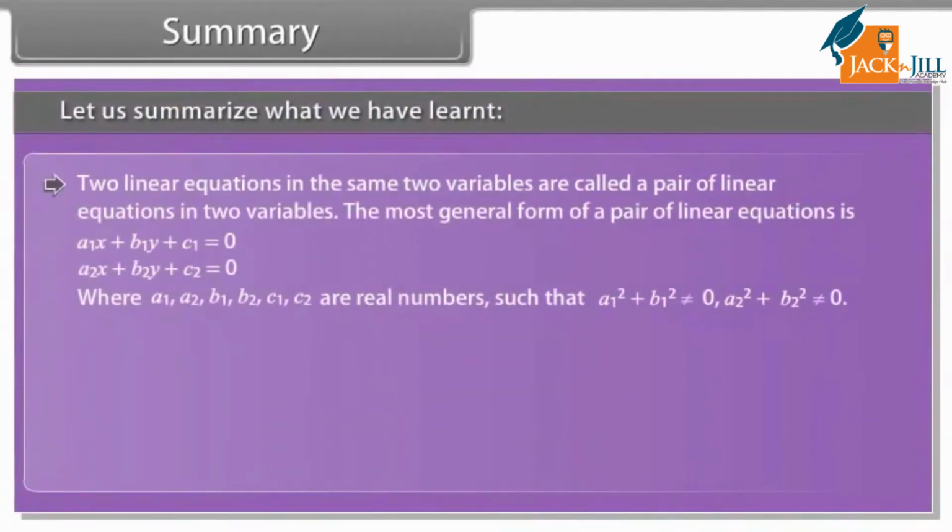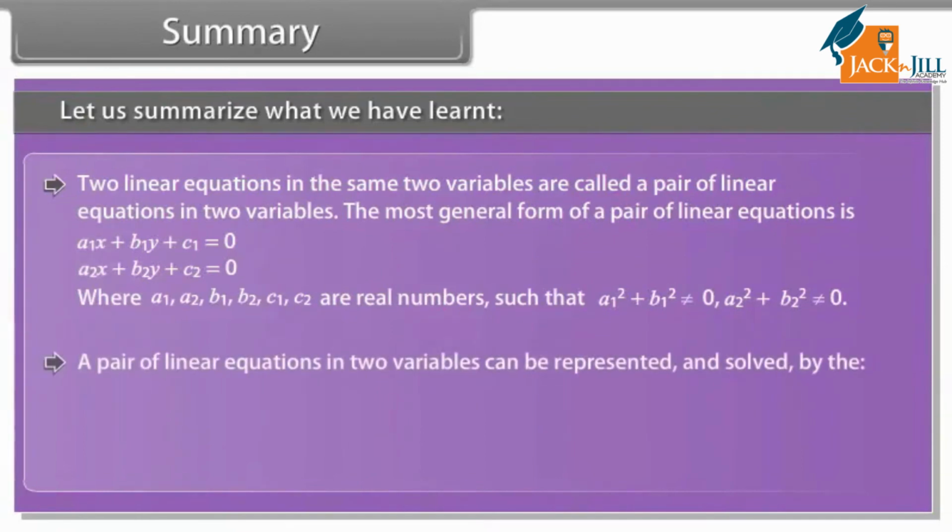Two linear equations in the same two variables are called a pair of linear equations in two variables. The most general form of a pair of linear equations is a1x plus b1y plus c1 is equal to 0, a2x plus b2y plus c2 is equal to 0, where a1, a2, b1, b2, c1, c2 are real numbers such that a1 square plus b1 square is not equal to 0, a2 square plus b2 square is not equal to 0.